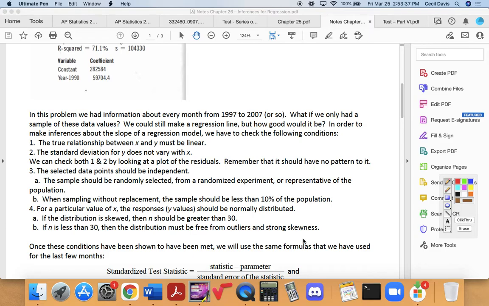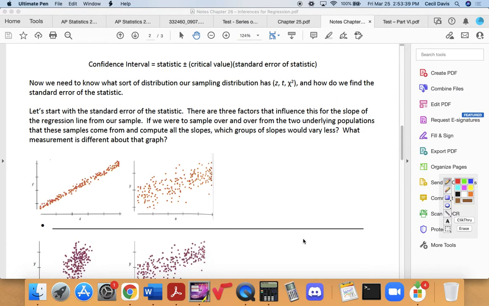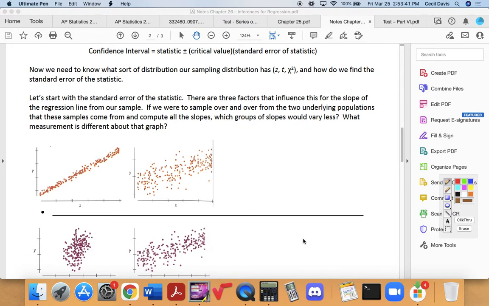So we're going to need to be able to figure out the standard error of the statistic. Before I just give you a formula for that, let me show you why it works the way that it does. We can't always do that real well, but here we really can. So there are 3 factors that influence the standard error of the statistic. The sample size, that's actually going to be our last one. But you're exactly right.